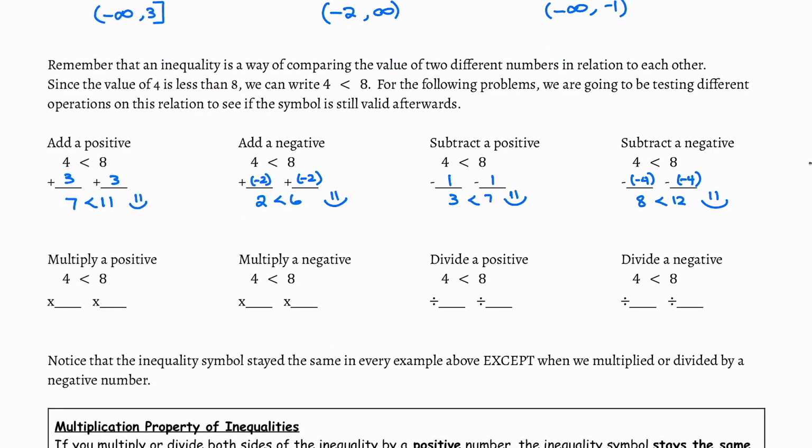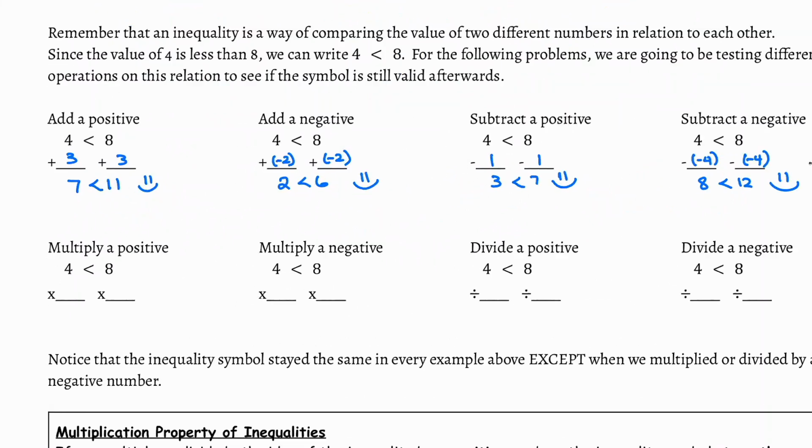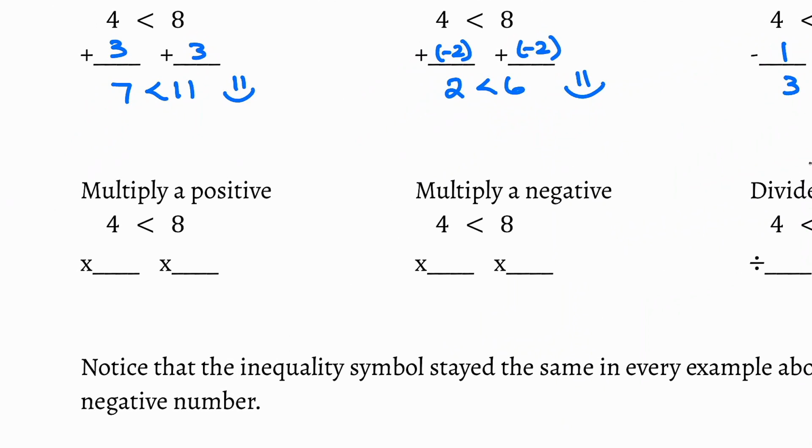Okay, so far so good. I'm doing all these things to the inequality, and the inequality is staying the same. What if I multiply it by a positive number? Like let's say I multiply both sides by 3. 4 times 3, I get 12. 8 times 3, I get 24. 12 is less than 24, so this still stays the same. So multiplication so far seems to be working.